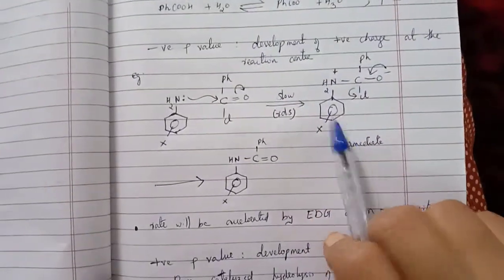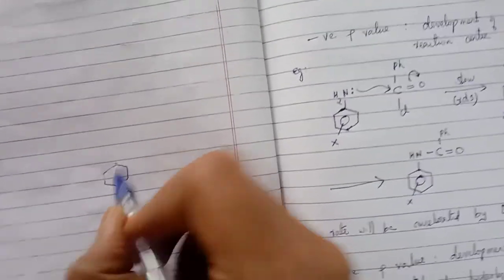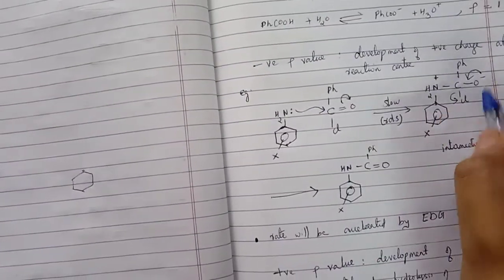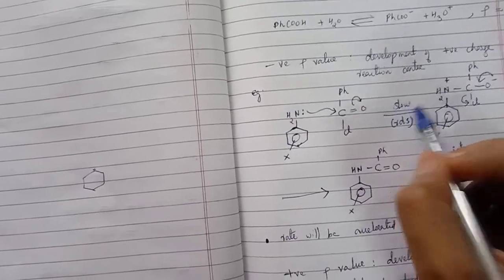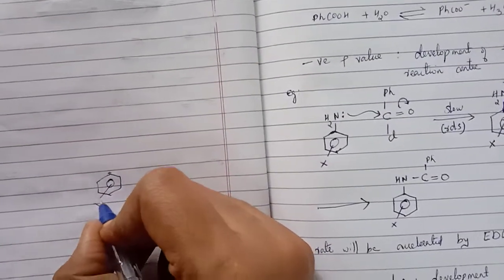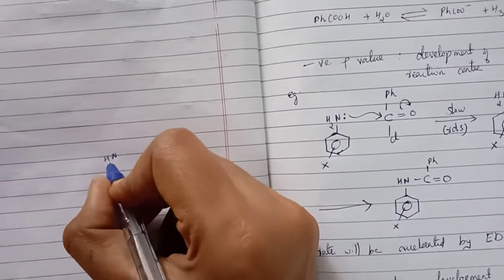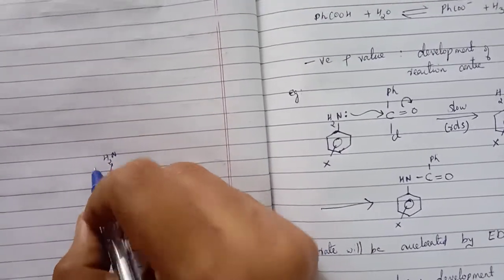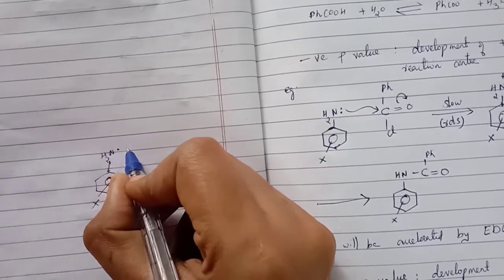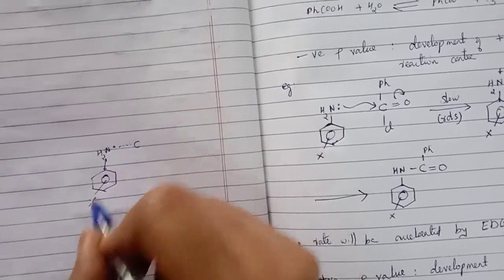Tetrahedral intermediate. So what will be the transition state? This is the rate determining step, and this is the intermediate. Before that there will be a transition state. I haven't shown the transition state. We can draw a transition state for each reaction that we study, but we won't show the transition state much. Transition states have weak bonds like this.